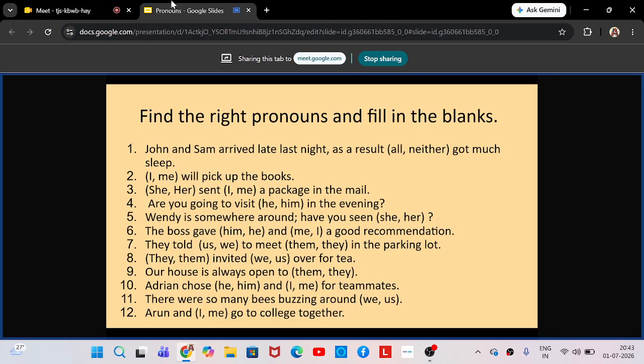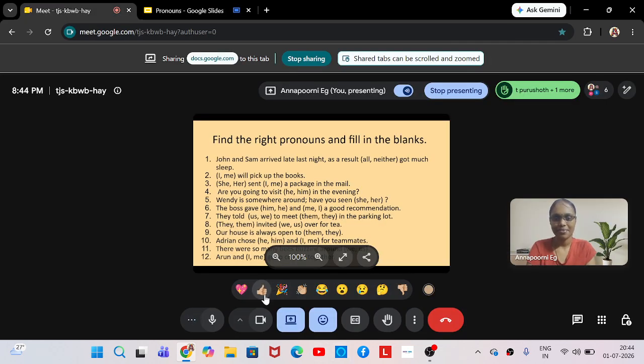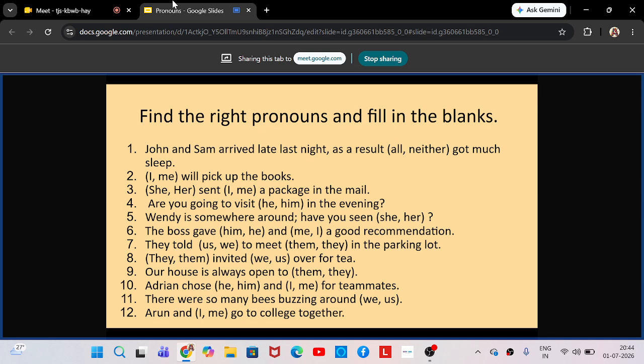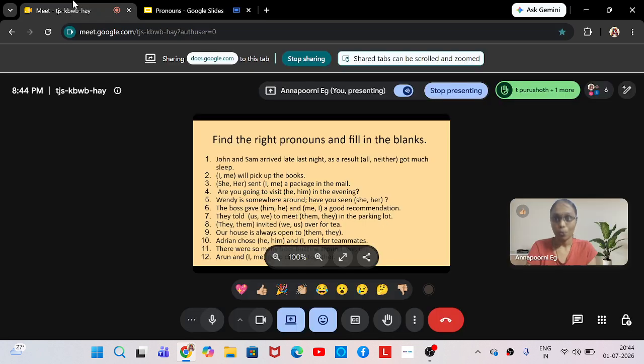There were so many bees buzzing around us. Very good. And the last one, Shabna. Arun and I go to college together. Very good, very good. Arun and I go to college together.